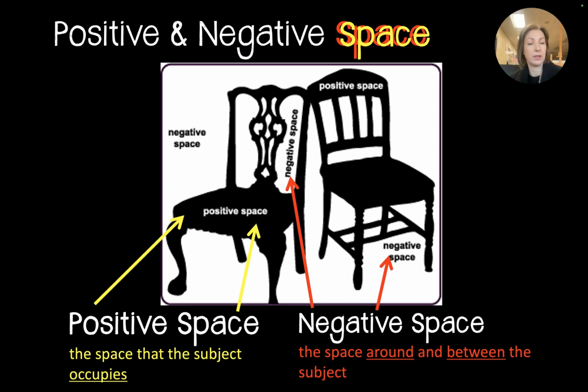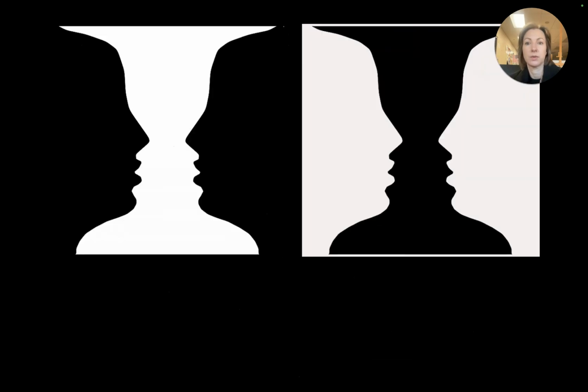I also like to explain it as a donut. The donut itself is your positive space. The donut hole in the middle will be your negative space. So it's really crucial that you understand this.